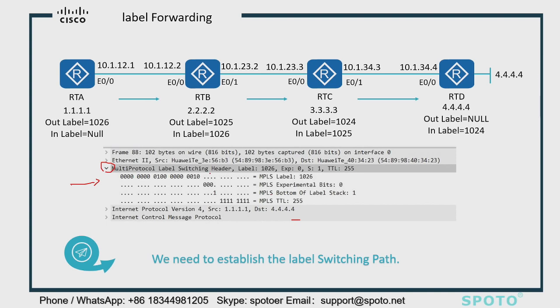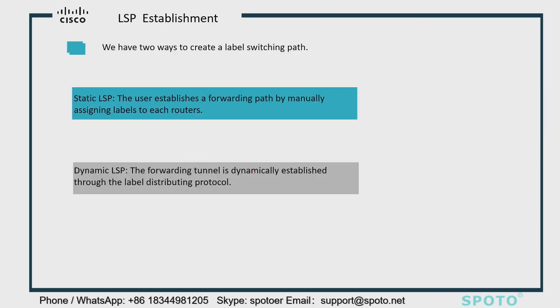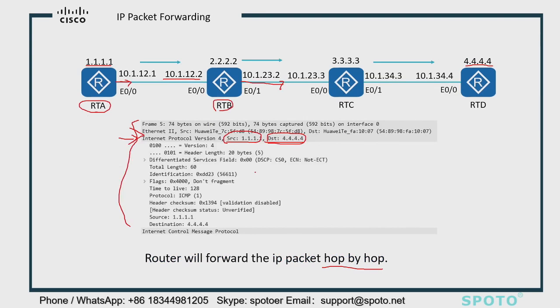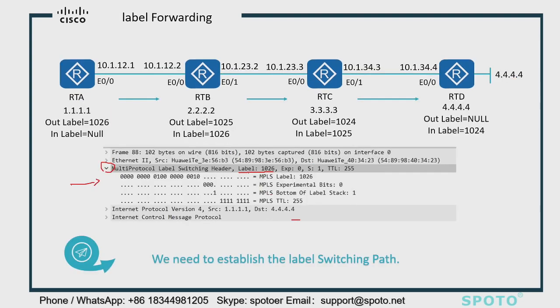This is the MPLS header, and the label is 1026. So this is the label here. The MPLS can change the packet by adding a new header, and the key point of this header is the label. It means the routers will forward the packet according to this field, the label here.